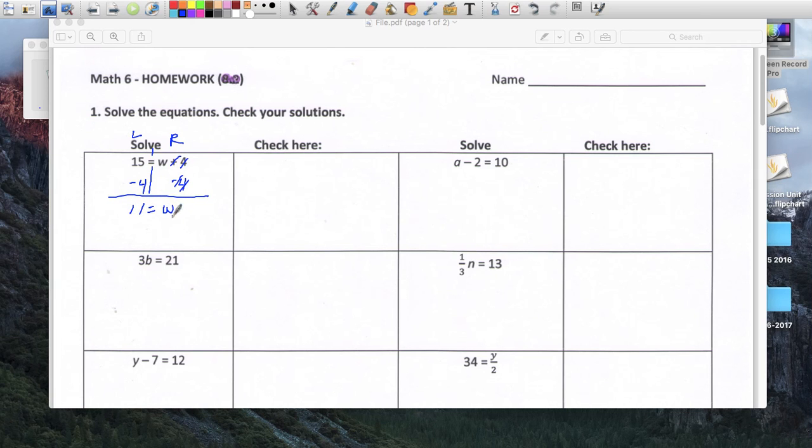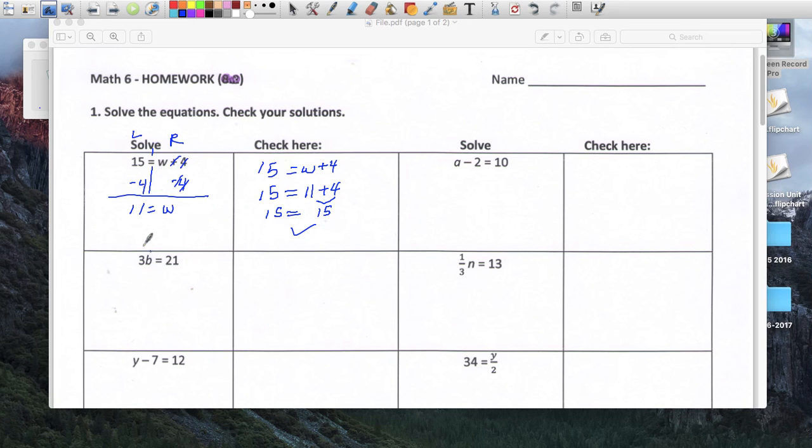So it says here that the value for the variable that will make this equation true is 11. So let's check. Write the equation: 15 equals w plus 4. I'm going to replace my w with 11 and see what happens. So I have 11 plus 4. On the left side, I know it's 15, there's nothing to do. But on the right side, I have to add these two to confirm that my left side is equal to the right side. And that would be my check.